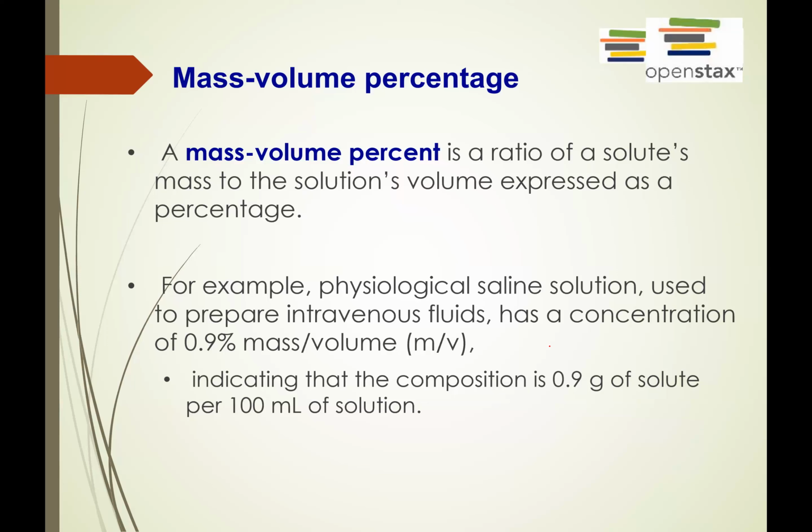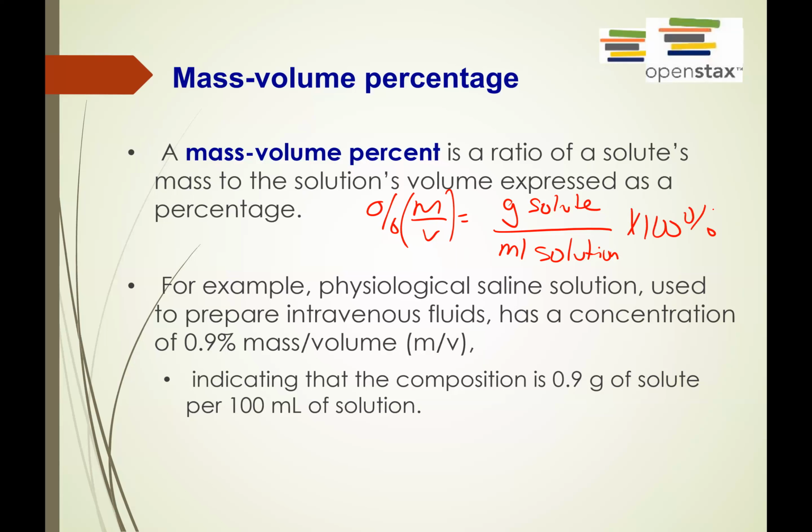So on the top, we're going to have grams of our solute, and on the bottom, we're going to have milliliters of our solution. So I'm going to write it here too. Percent mass volume is going to be grams of solute over milliliters of solution times 100%. So now we've got five equations that we've done so far. We did molarity, dilution, percent mass, percent volume, and now we're doing percent mass volume. A lot of equations. So in this case, we take the mass and divide it by the volume.